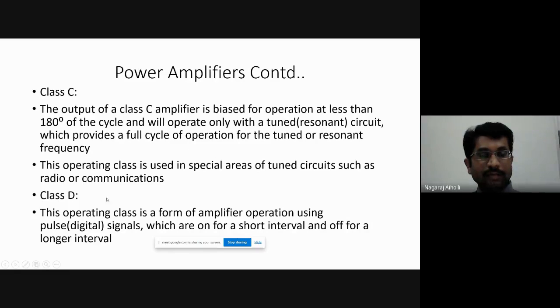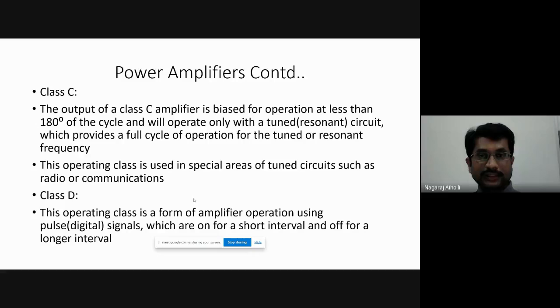Then the class D amplifier. In this class D amplifier, the signals that are used are digital signals or pulses. They are digital signals or pulses, and the on time of these digital or pulse signals is less, and the off time is more.